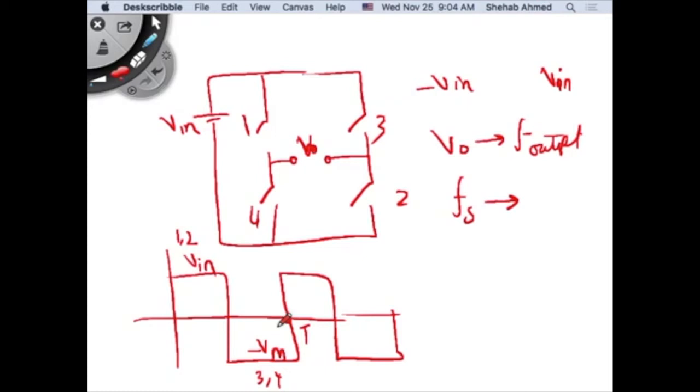It's equal to the fundamental. It's equal to the output frequency, right? This is my output waveform. I'm operating switch 1 and 2 here. Then I'm operating switch 1 and 2 here. Then I'm operating switch 1 and 2 here. Right? So what's the switching frequency of switch 1 and 2?